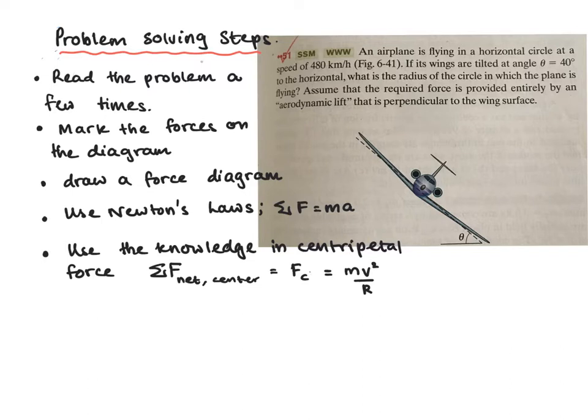And after that, even without restarting the video, I would like you to take a paper and mark all the forces acting on the plane. So it says the wings are tilted at an angle of 40 degrees. So here the angle theta given to us is 40, we know that. And the radius of the circle in which the plane is flying, that's what we are to find.